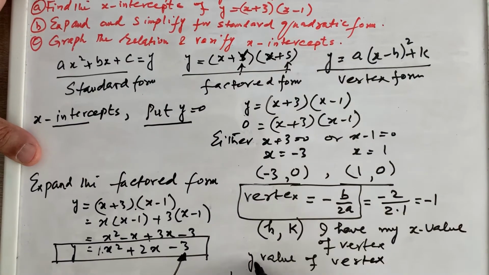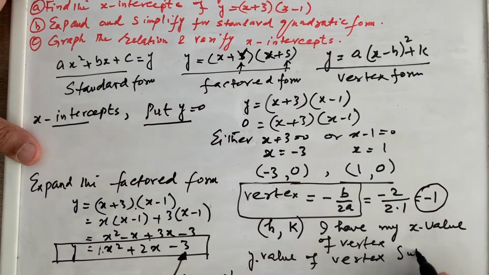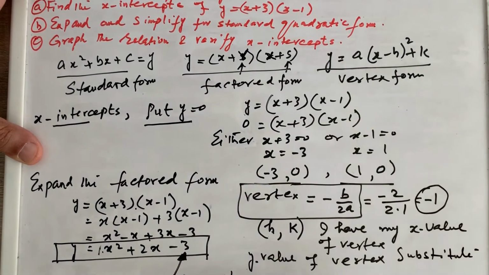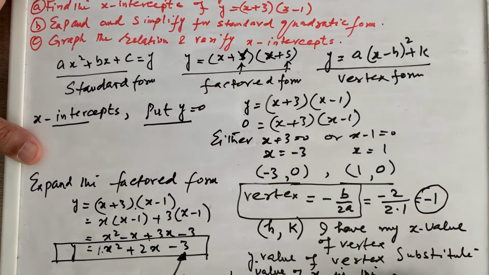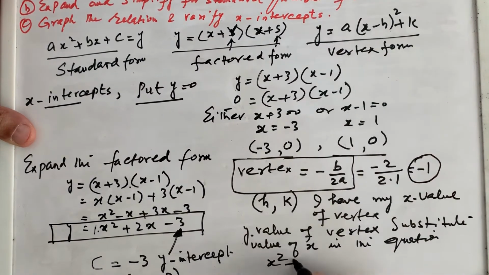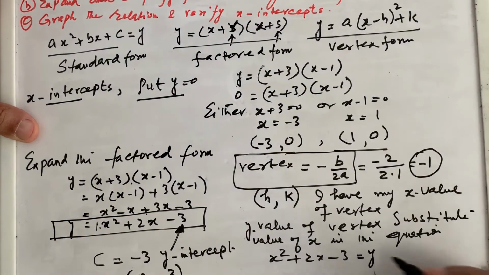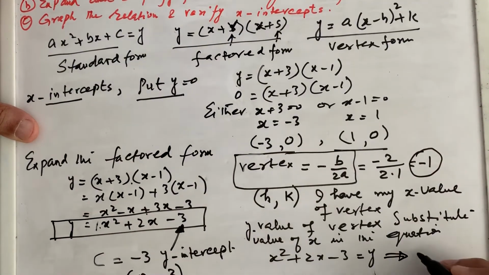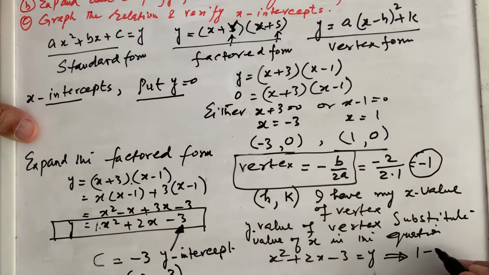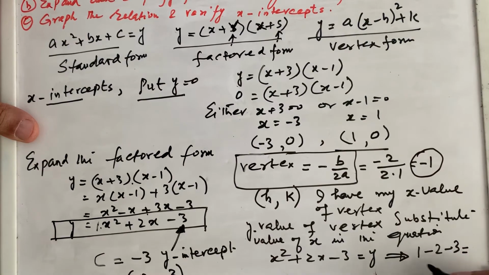To find out y value of vertex, you have to substitute this x value of vertex into the equation. So what is my equation? My equation is x square plus 2x minus 3 equals to 0. Now I have to make it equal to y actually, because we are calculating y. So now I am substituting x as minus 1. So minus 1 whole square is 1, minus 1 times 2 is minus 2, and minus 3 remains same, which gives me minus 2 minus 3 is minus 5, minus 5 plus 1 is minus 4.